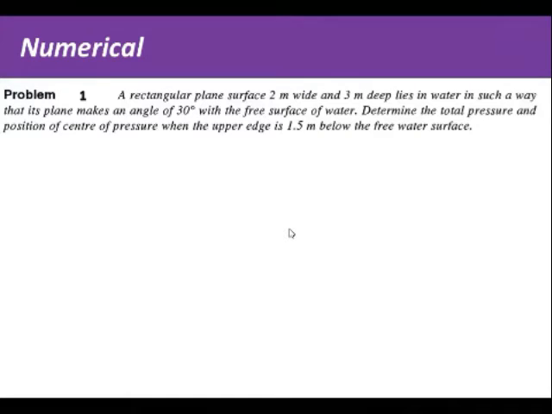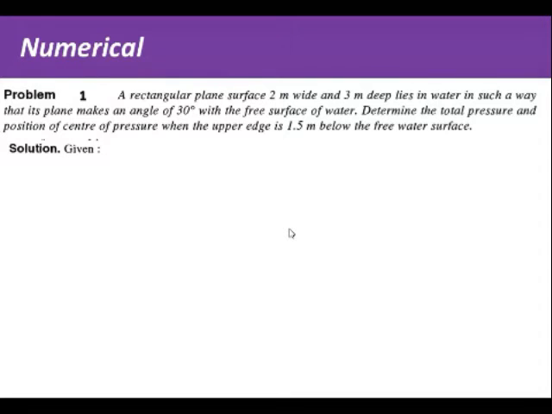So write down first problem. A rectangular plane surface 2 meter wide lies in water in such a way that its plane makes an angle of 30 degree with the free surface of water. Determine the total pressure and the position of center of pressure when the upper edge is 1.5 meter below the free water surface.